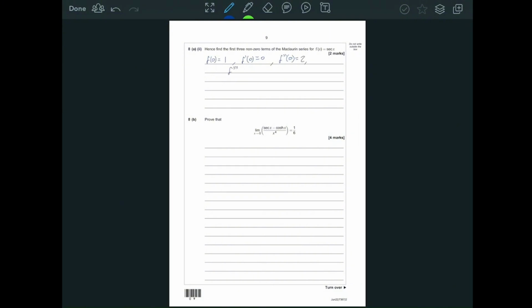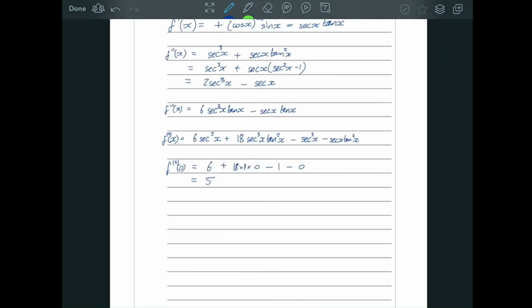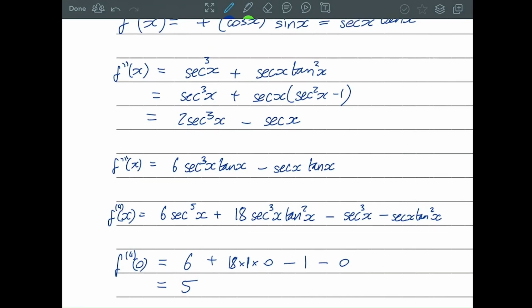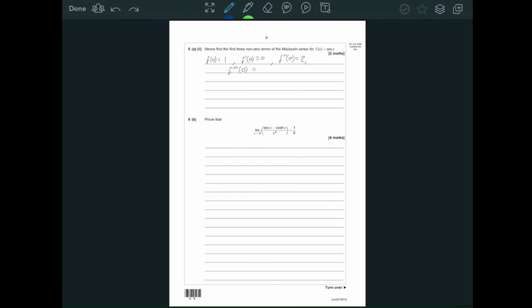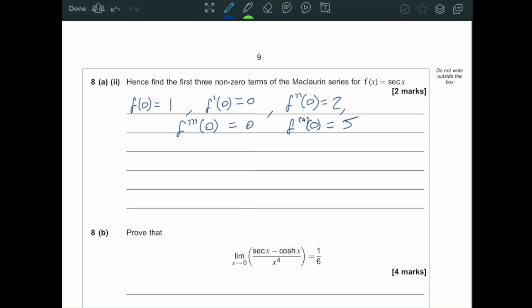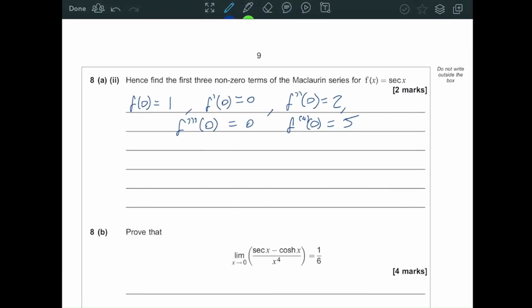If I sub it into the third derivative, I'm hoping this one comes out as 0. The third derivative is this one here. Yep, both terms have a tan in, so both terms are destroyed. So that comes out as 0. And the fourth derivative of 0 is exactly what the question wanted us to actually do. So a lot of the work that we just did there, we needed to have done anyway.